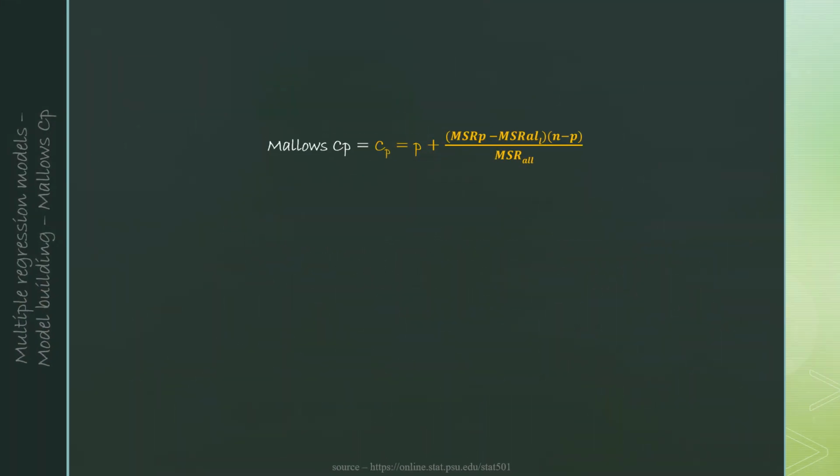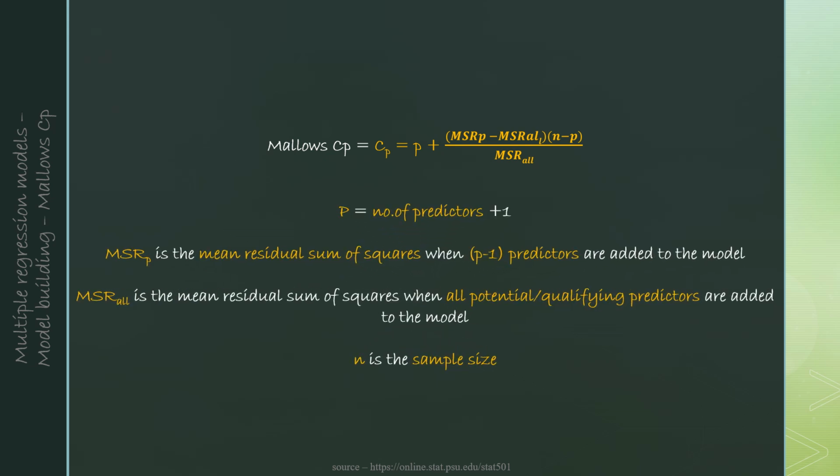Mallows Cp is defined as follows. Mallows Cp, denoted as Cp, equals p plus (MSRp minus MSR all) multiplied by (n minus p) divided by MSR all, where p equals number of predictors plus 1. MSRp is the mean residual sum of squares when p minus 1 predictors are added to the model. MSR all is the mean residual sum of squares when all potential or qualifying predictors are added to the model, and n is the sample size.